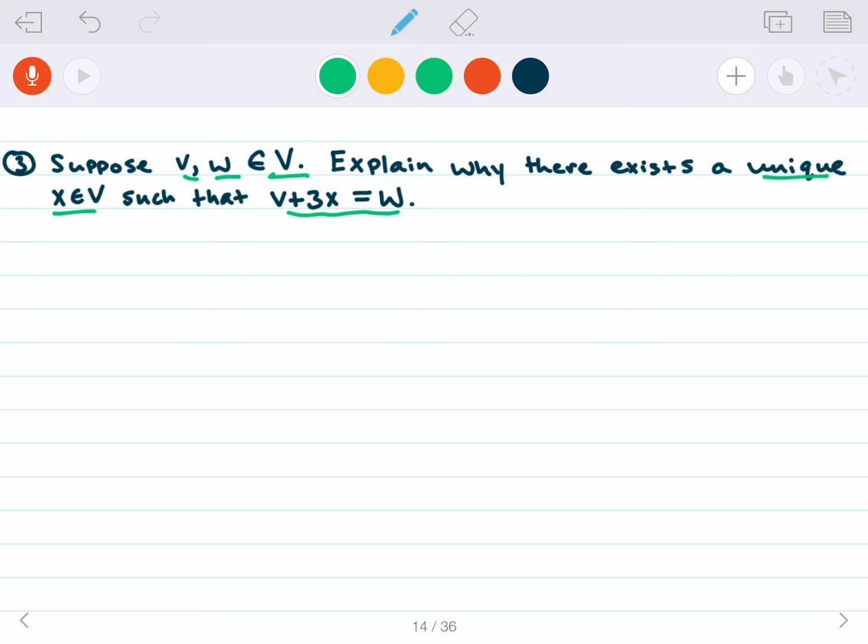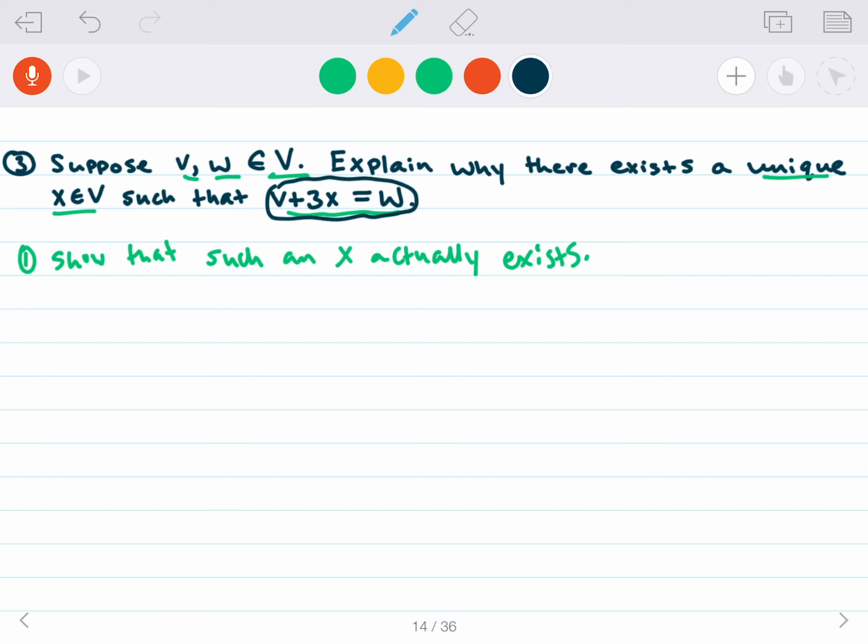Okay, so we need to show two things. We need to first show that such an x exists. So we need to show that an x exists in our vector space to satisfy this. And then we need to actually show that x is unique. So we need to show existence and uniqueness.